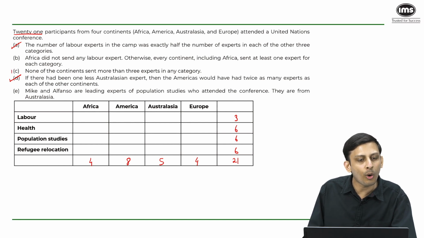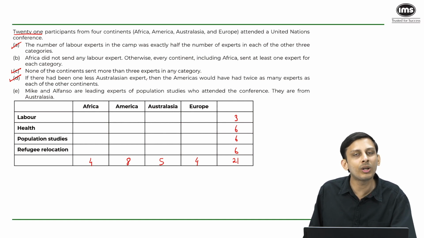So this is also a broad condition, condition C, that none of the continents sent more than 3 experts in any category. Which means that for all the missing values, each missing value can be maximum 3. We cannot have more than 3 experts in any category from any continent. Okay, so now we simply have 2 other points to look at.